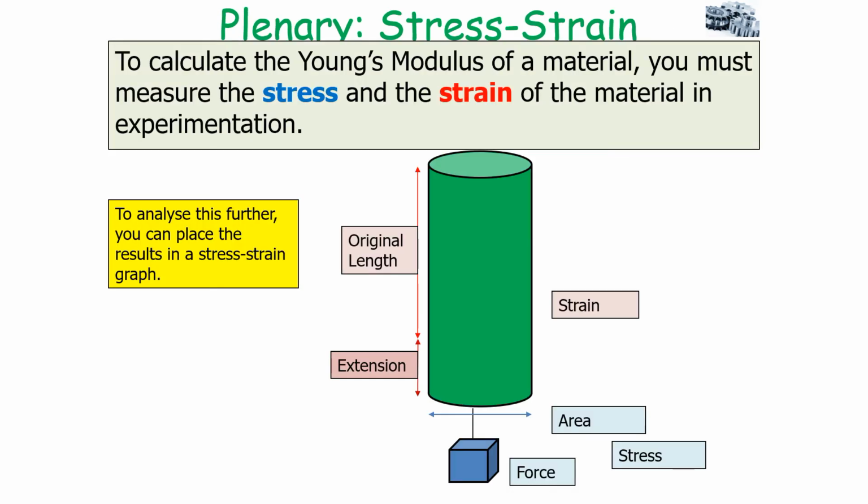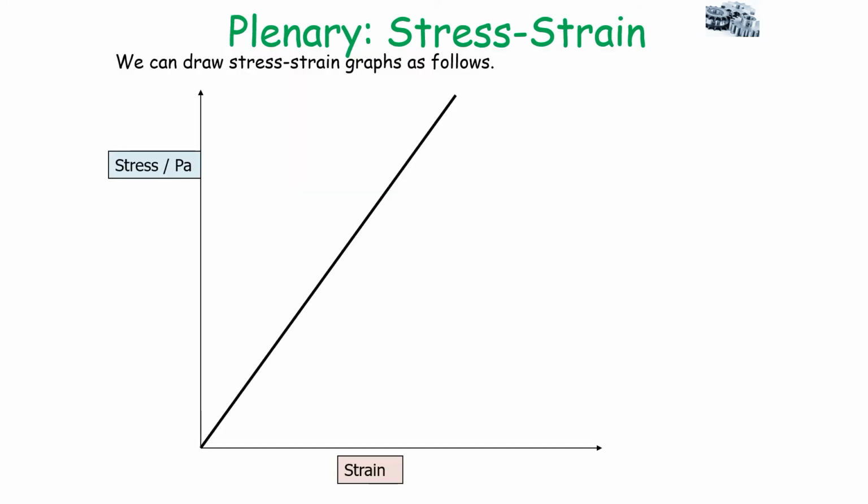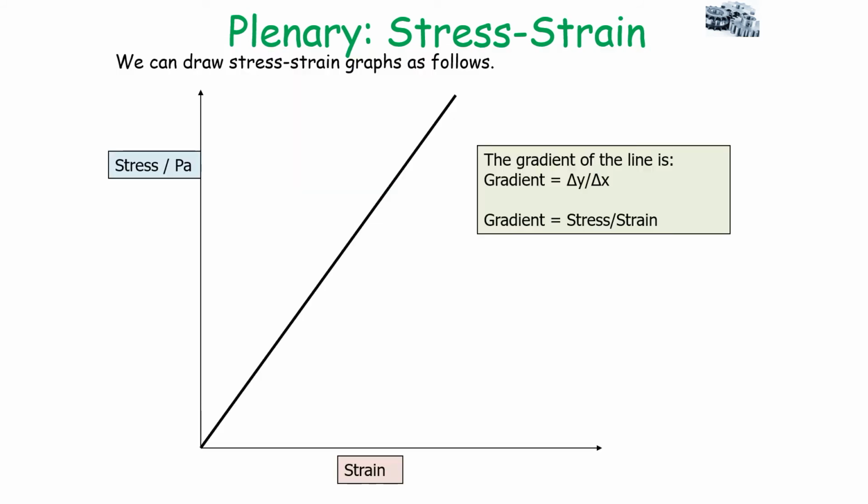Now we can analyse the material further by considering a stress-strain graph. So we can draw stress-strain graphs as follows, with the gradient of the line as delta y over delta x, which is the stress over the strain, which is going to be the Young modulus.